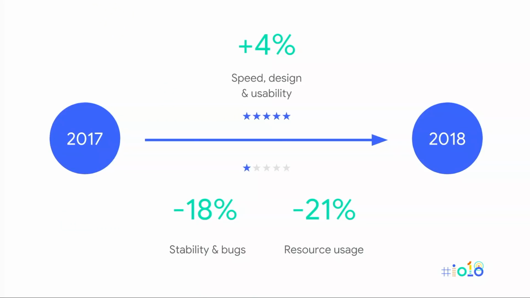When we compared reviews in the Play Store today versus a year ago before we launched Vitals, we see a really nice uptick in those people leaving 5-star reviews talking about things like speed, design, and usability. But perhaps more importantly, when we look at people leaving 1-star reviews, we've seen an almost 20% decrease in the number of people talking about things like stability and bugs and battery consumption.